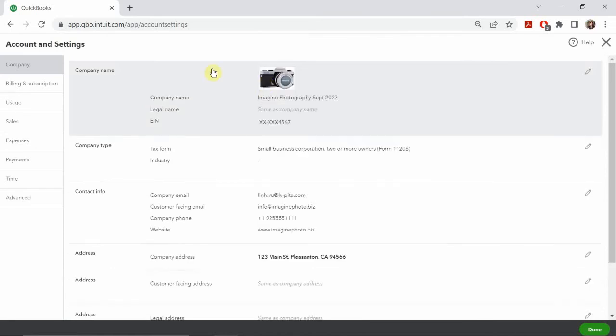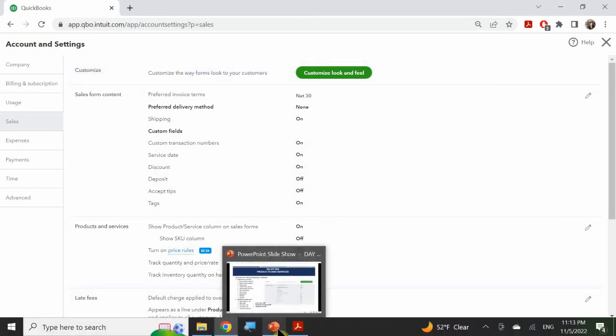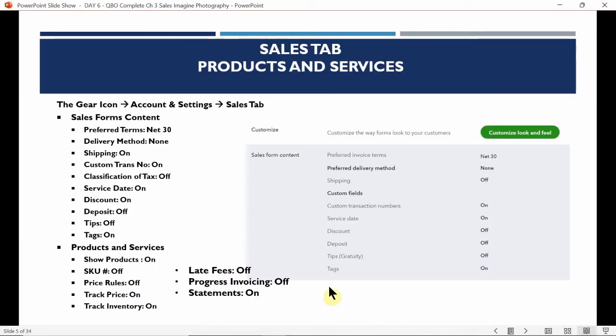Then we're going to be looking at the sales tab here. The very first one, we already introduced you to in chapter 2, where we did the custom sales form. If you want to make any more modifications, you could go ahead and customize your sales form right here. But the main portion that we want to talk about is going to turn on a few things and turn off a few things. For example, we want to know what's going to be on the sales form content, the things that are going to appear on the sales form.